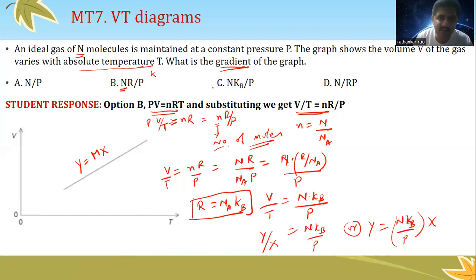So the right answer should have been C. But unfortunately, what do most of them do? They consider B as the right answer. I hope you got the problem, you got the solution, and how to solve it, and where your mistake is.